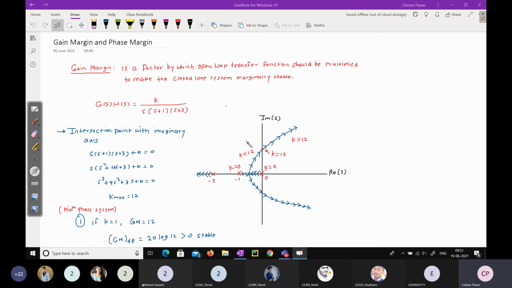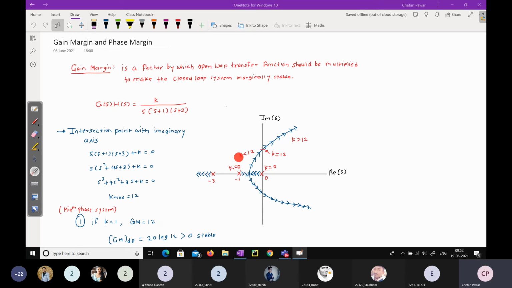You can use a Routh table to find the intersection. So we found that at k equal to 12, the system will be marginally stable. What is the meaning of root locus? Root locus means the closed loop poles traverse as you increase the value of k. Here you can see the poles at k equal to 0. As you increase the value of k, the closed loop poles will traverse like this. So for k equal to 12, the system is marginally stable.